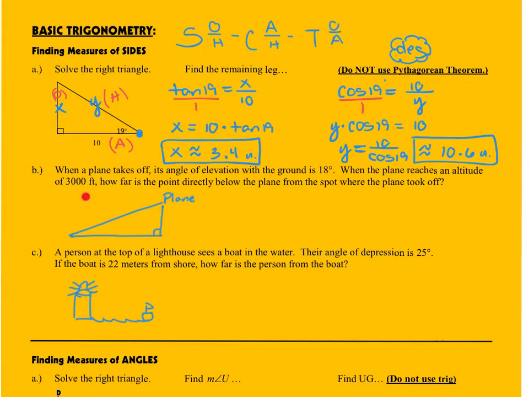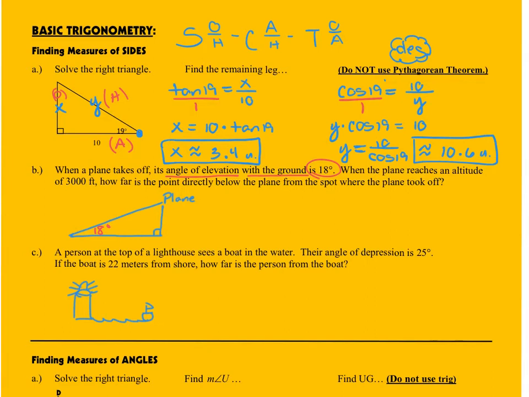On this word problem, I've already set the picture up a little bit, but I haven't labeled it. It says that a plane is going to take off. So the plane's going to take off and it's going to use this language, angle of elevation. An angle of elevation with the ground is 18 degrees. Angles of elevation are going to start at a horizontal and open up. So the 18 degrees is going to go right here.